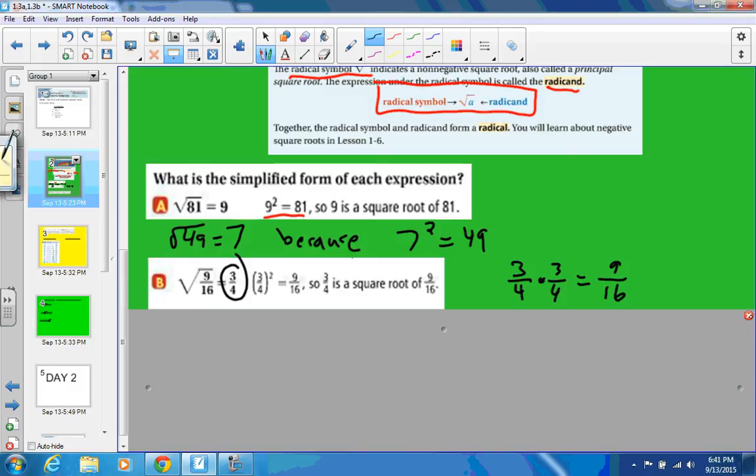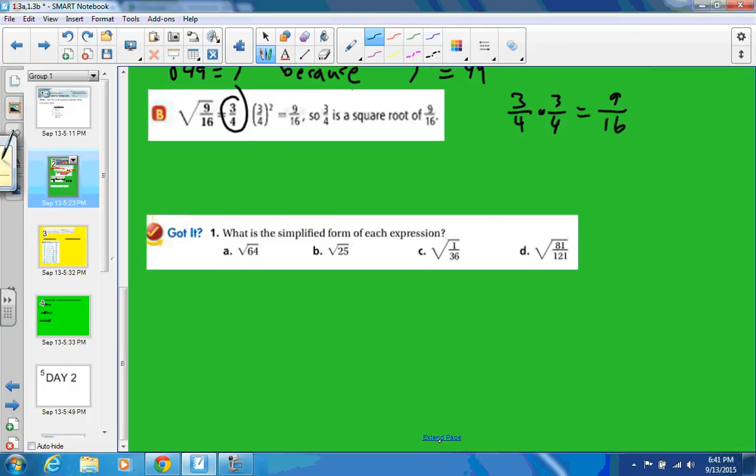Okay, I'm going to give you a couple examples here to do on your own. So if you want to pause it and try to work these out, see what you remember. I'm going to ask you one in a question here just in a moment. So there you go. A, B, C, and D. A is the square root of 64. B is the square root of 25. C, what's the square root of 1 over 36? And D, what's the square root of 81 over 121? Okay, go.